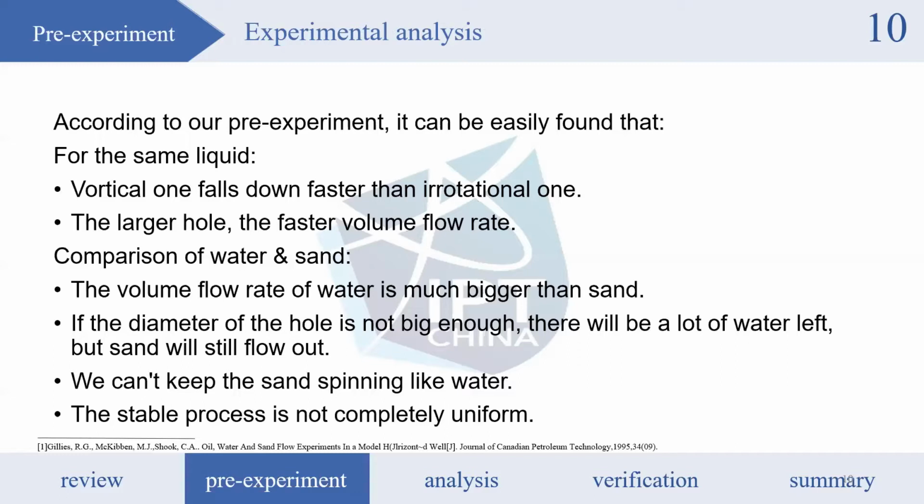And according to our pre-experiment, it can be easily found that for the same liquid, a vertical one falls down faster than an irrotational one, and the larger the hole, the faster the volume flow rate. And comparing water and sand, we find that the volume flow rate of water is much bigger than sand, and if the diameter of the hole is not big enough, there will be a lot of water left, but sand will still fall out. And we can't keep the sand spinning like water, and the stable process is not completely uniform.